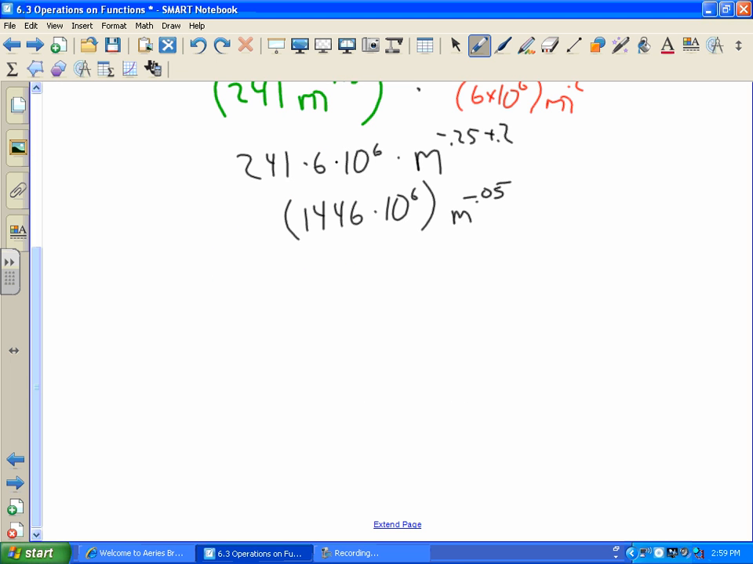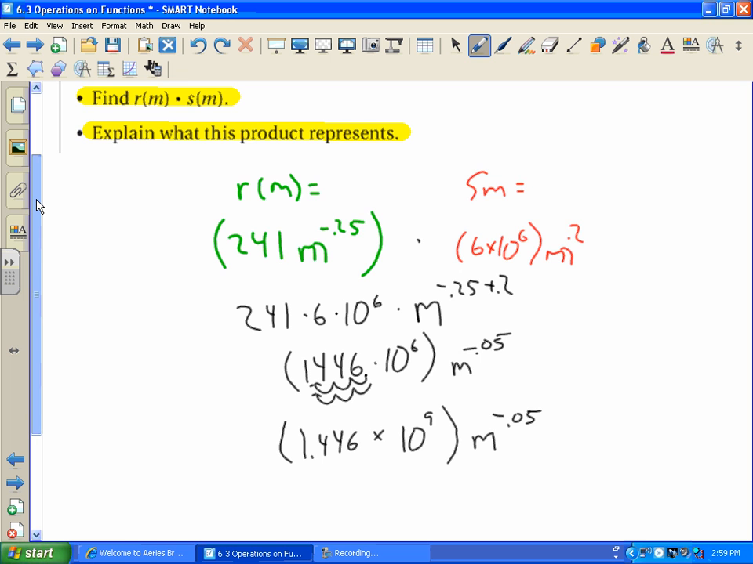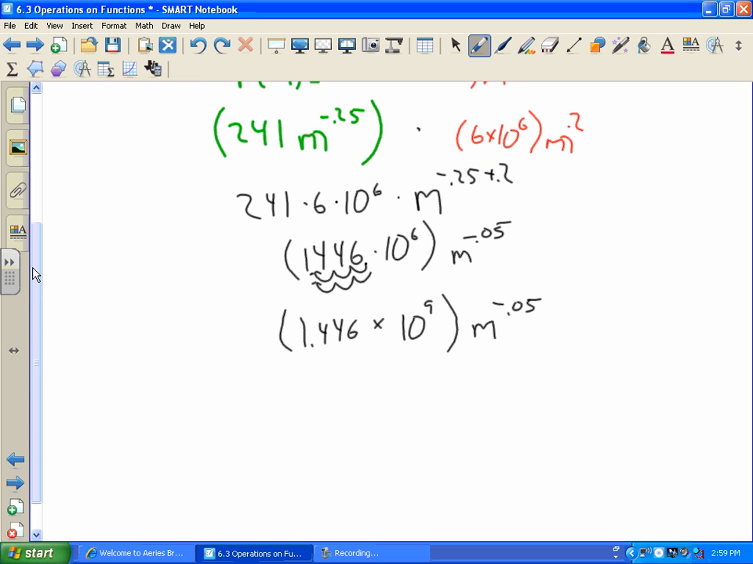I'm going to go ahead and change that into scientific notation. In order to change it to scientific notation, I need to move that decimal over 1, 2, 3 units. So it will become 1.446 times, and remember I moved it over 3 units, so this will become times 10 to the 6 plus 3, which is 9. So 1.446 times 10 to the 9, m to the negative 0.05. That is the product of r of m times s of m. So it answers part 1.